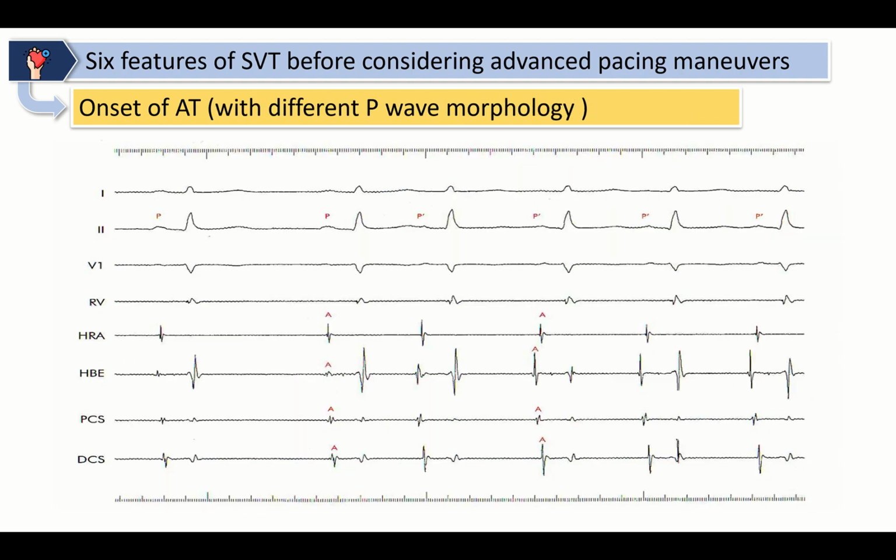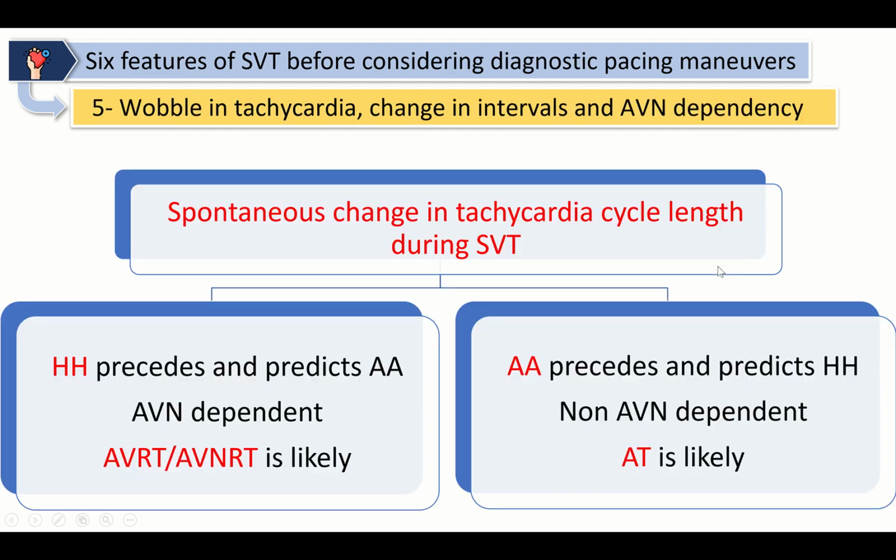Finally, this is atrial tachycardia initiation with multiple PACs, different P wave morphology, leading to long RP tachycardia. Let's go to point number 5 in assessment of SVT, in which we can appreciate a change in intervals and a wobble in tachycardia cycle length.